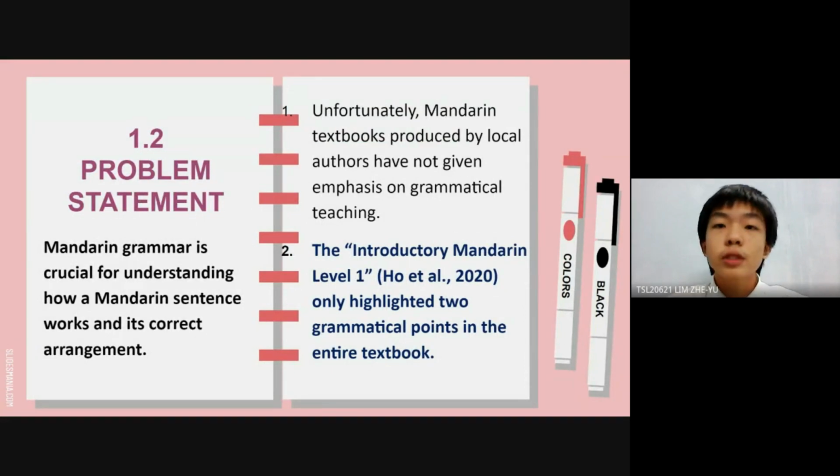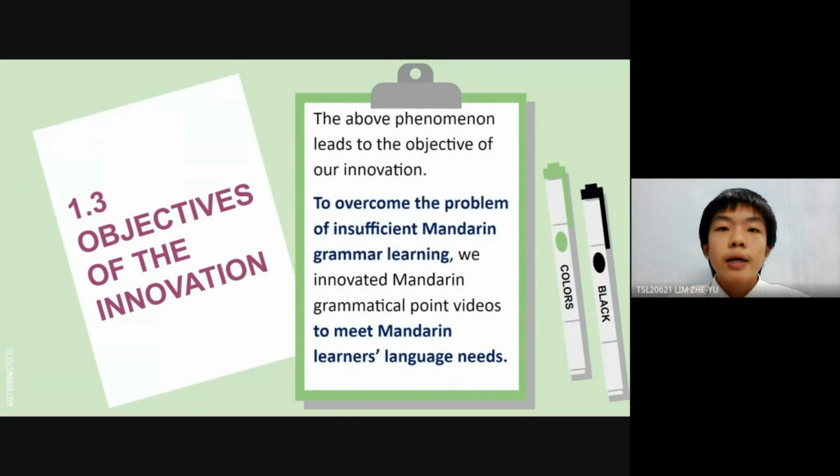Unfortunately, Mandarin textbooks produced by local authors have not given emphasis on grammatical teaching. The introductory Mandarin Level 1 used by a vast number of learners in Malaysia has provided explanation for only 2 grammatical points in the entire Mandarin textbook. This above phenomenon leads to the objective of our innovation.